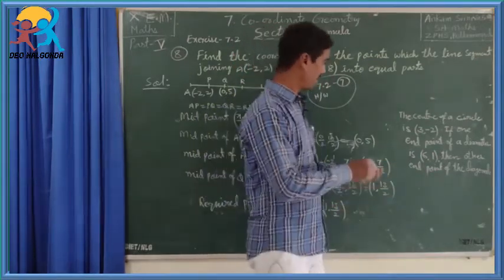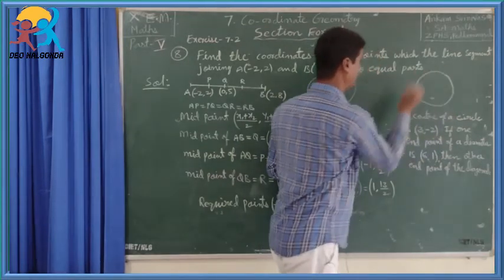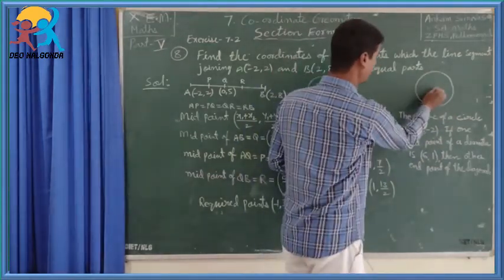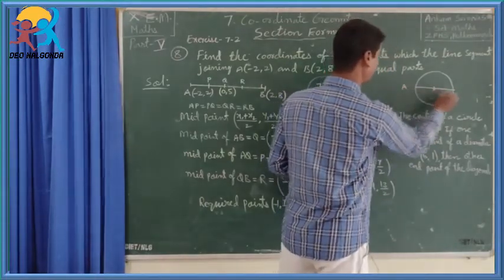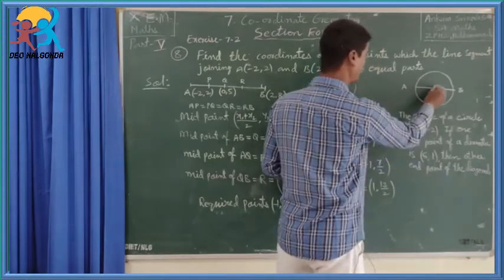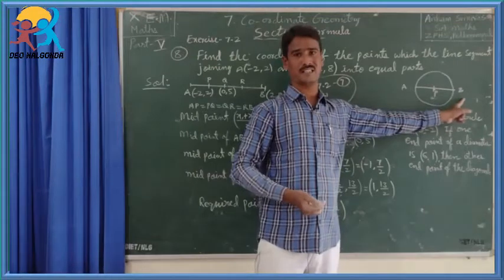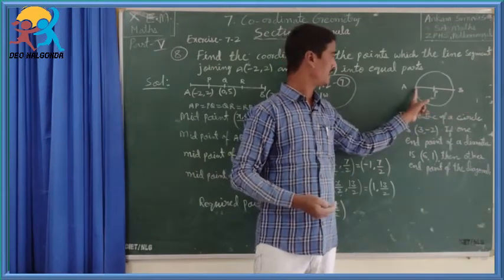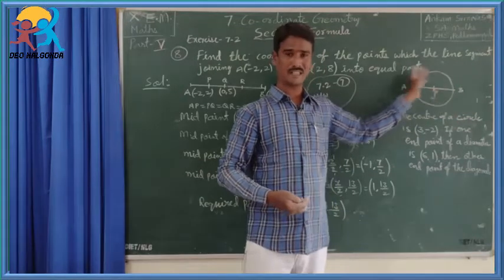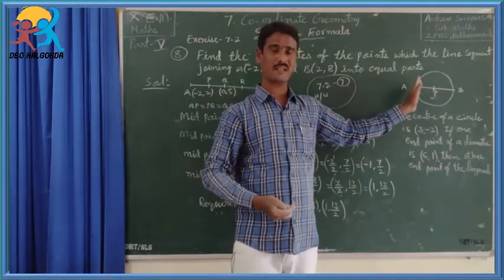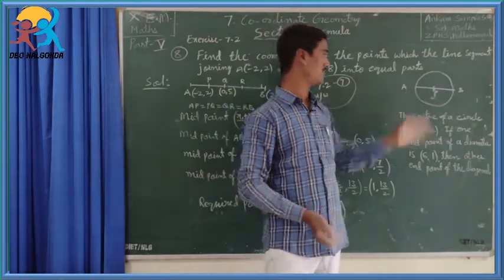So, children, I have to draw a circle. Let us suppose we draw a diameter, give the names A and B, and the midpoint, let us suppose P, and P is the center of the circle. The center of the circle becomes the midpoint of the diameter. The center of the circle is nothing but the midpoint of the diameter.